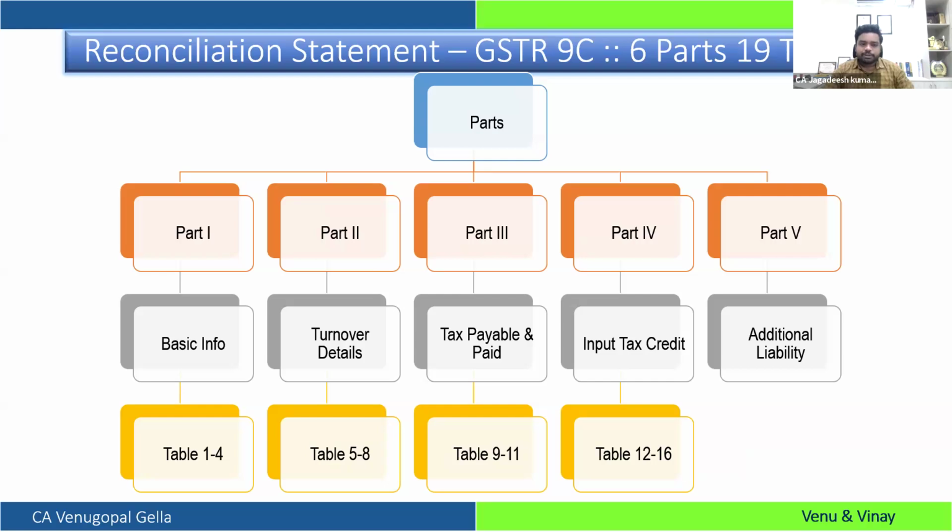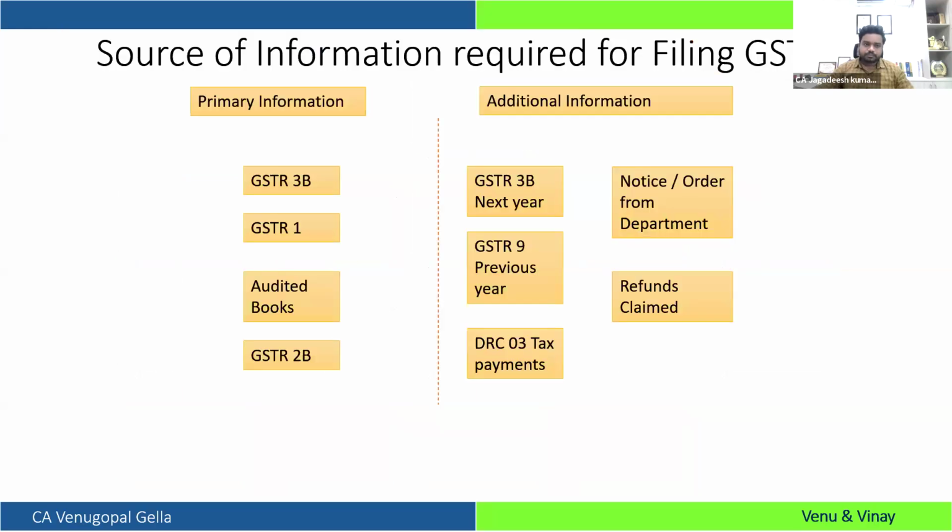Part 1 is basic information, and in part 2 we need to give the turnover details, whereas in part 3, tax payable and tax paid. Part 4 is input tax credit. If there is any additional liability, we need to declare it in part 5. Don't be confused by seeing all these tables. Going forward, you will understand where to report and how to report in each of the tables in the later slides. You will get a good idea.